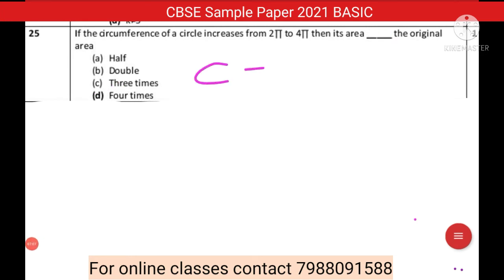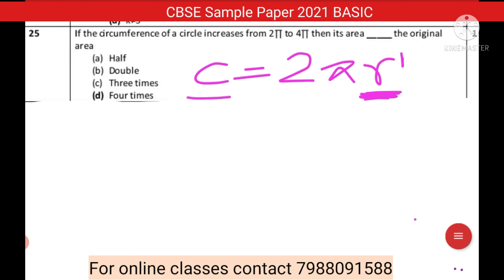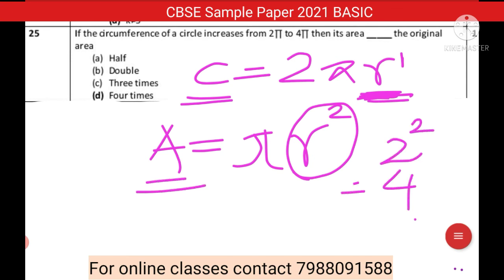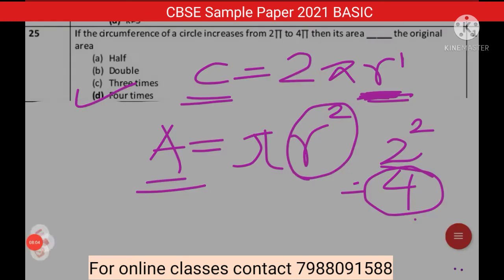The formula for circumference is 2 pi r, right? Now if circumference is becoming double, now it depends only upon 1 power of r. That means radius will also become double. In whatever way circumference changes, by the same factor radius changes. So if circumference becomes double, radius also becomes double. Now let us write the formula for area. Area is pi r square. Now here r is having 2 powers. So if radius becomes double, then area will become square of 2, that is 4 times. So this is how you can directly get to 4 times. And D will be the correct answer.